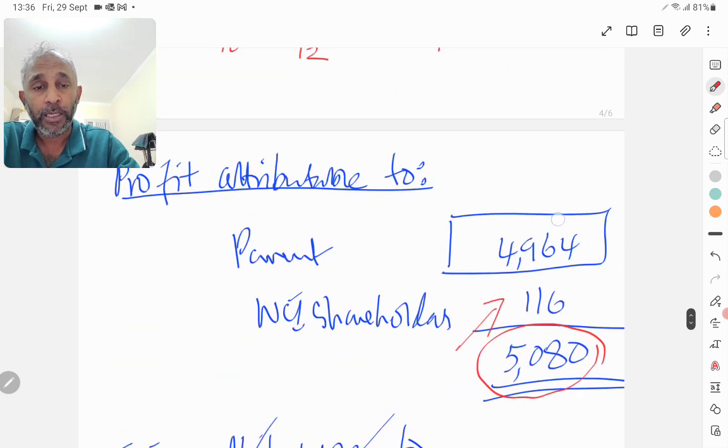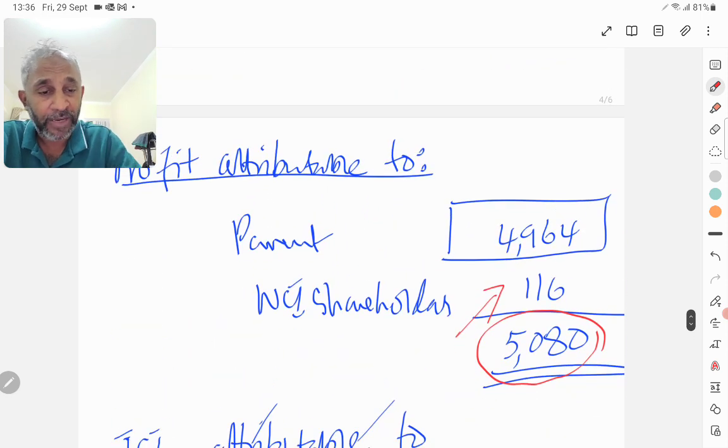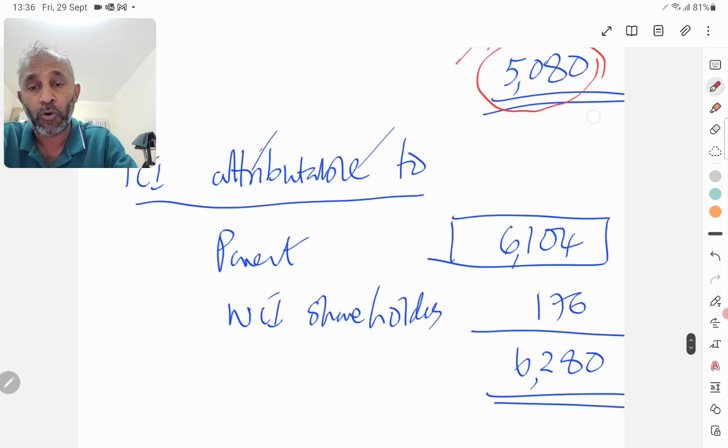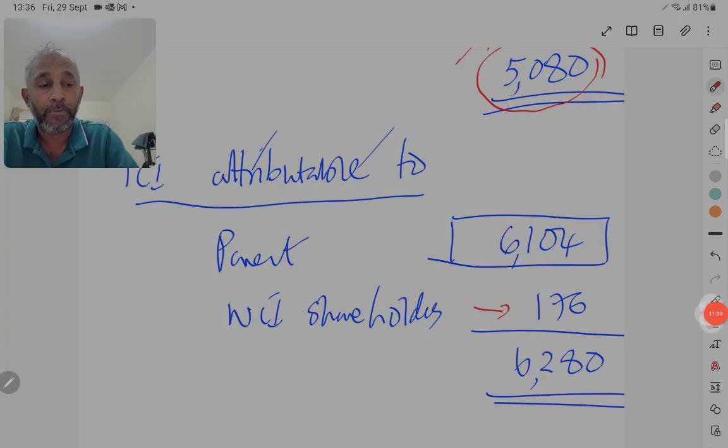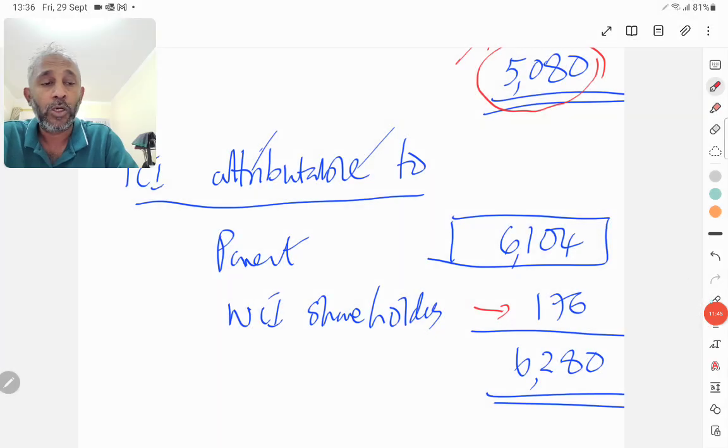What you do then? You subtract 116 for the profits. So attributable to parent is 4,964, and then 176 you subtract, and accordingly attributable to parent is 6,104. And this would provide clarity as to how you approach the consolidated profit and loss account.